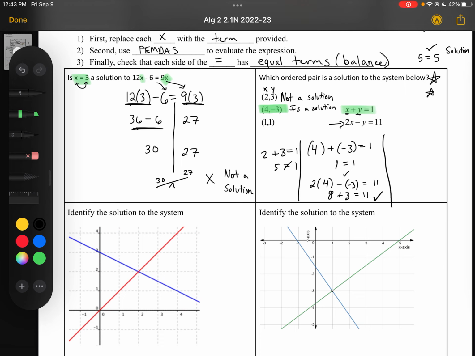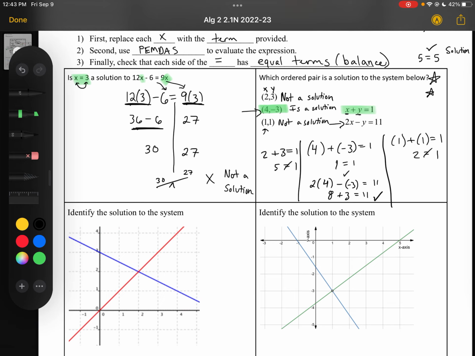But of course, we are not done. We still have to test our last one here. So 1 comma 1, so 1 comma 1. And we know that 2 does not equal 1, so not a solution. So again, just practicing plugging in. Anywhere that you have an x, replace it with the x value. Anywhere you have a y, replace it with your y value. And you should be good to go from there.